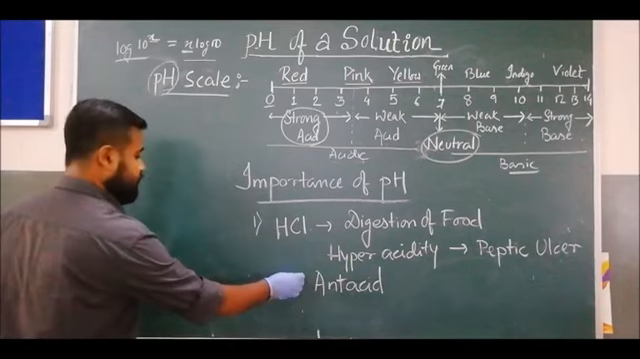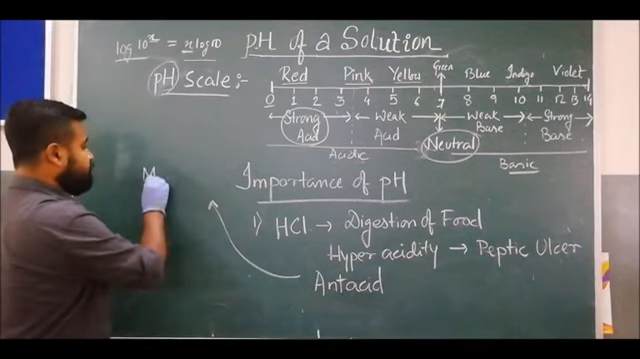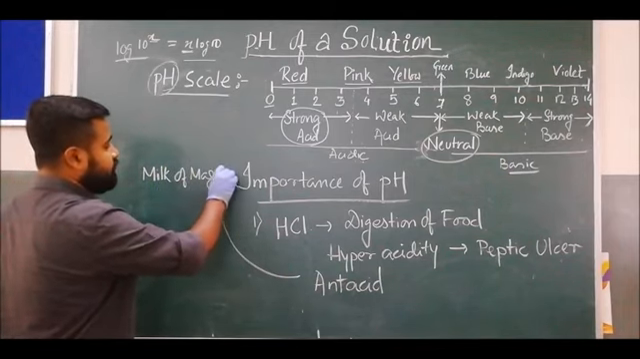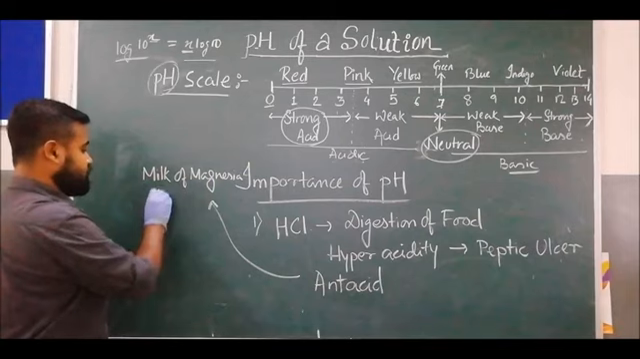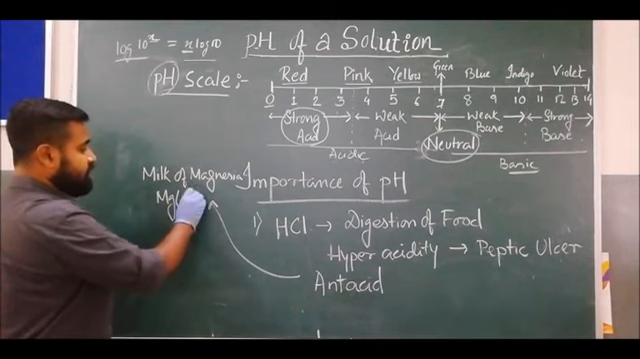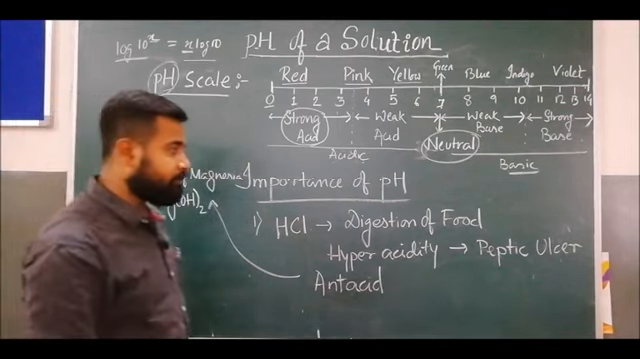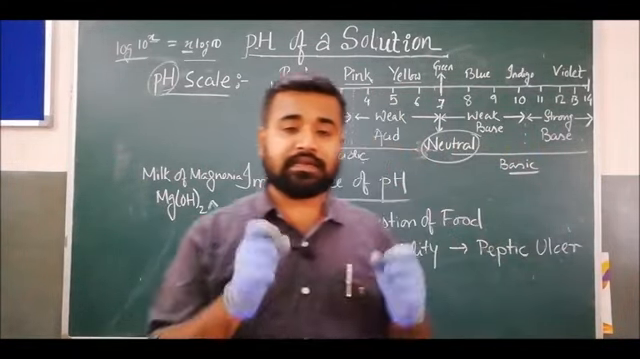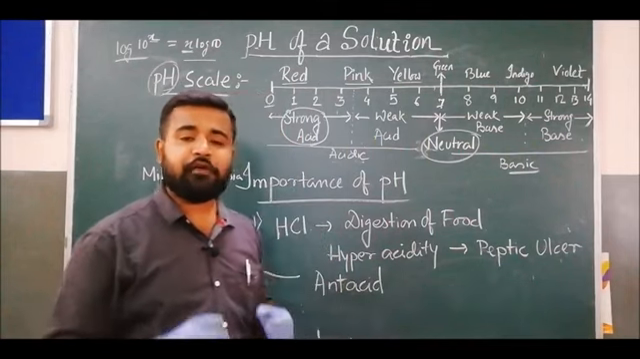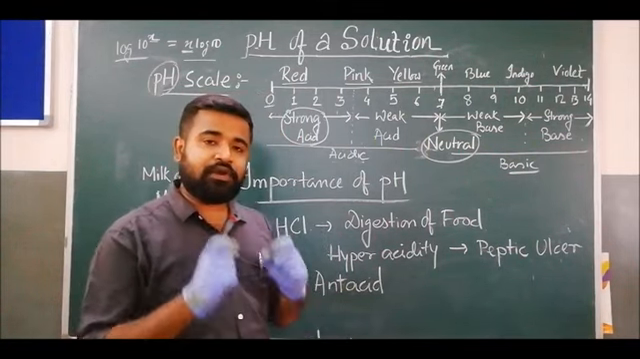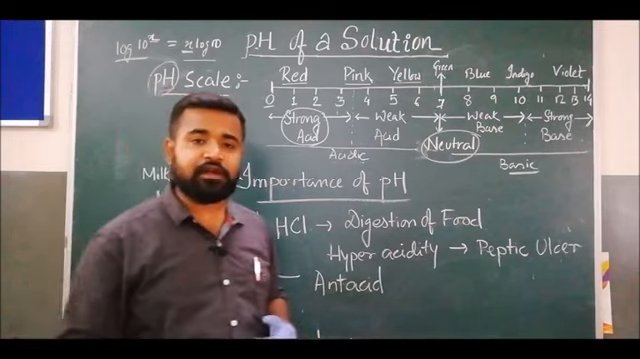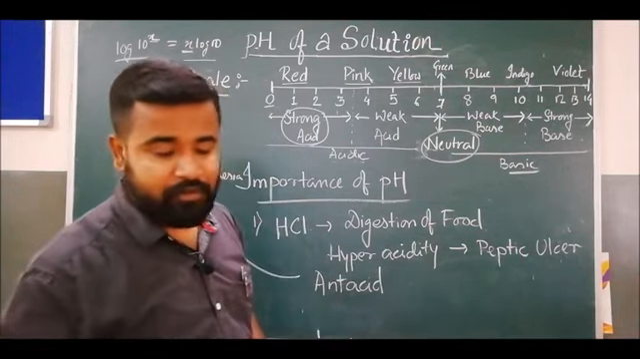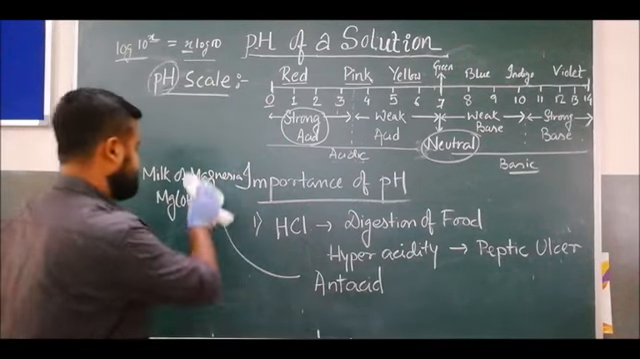In antacid, mainly we are using milk of magnesia. That is nothing but magnesium hydroxide. Clear? Magnesium hydroxide is used to neutralize the excessive secretion of acid, and we feel comfortable when we are suffering from hyperacidity. So this is the first importance.